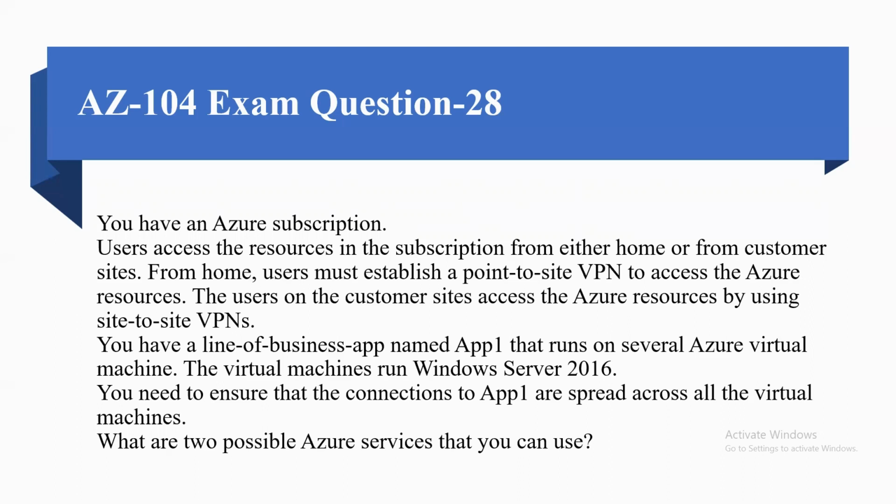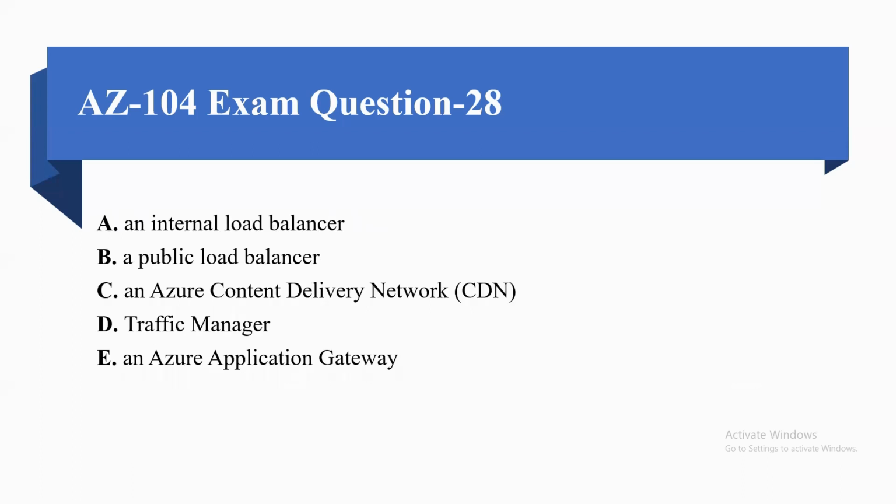You have a line of business app named App1 that runs on several Azure virtual machines. The virtual machines run Windows Server 2016. You need to ensure that connections to App1 are spread across all the virtual machines. What are the 2 possible Azure services that you can use?